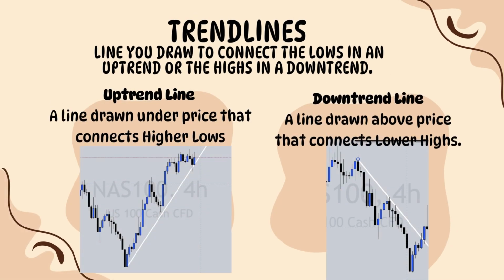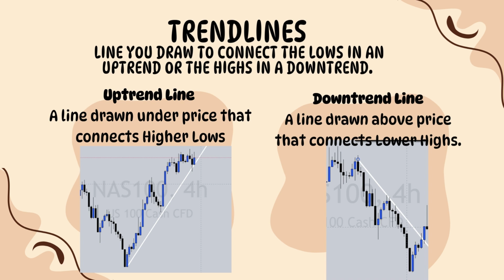All right, so this is the very last thing to know when it comes to market structure. This is like the cherry on top. Trend lines is just what you're drawing to connect the highs and lows in an uptrend or in a downtrend. As you can see here, the uptrend line is a line drawn under price that connects higher lows.